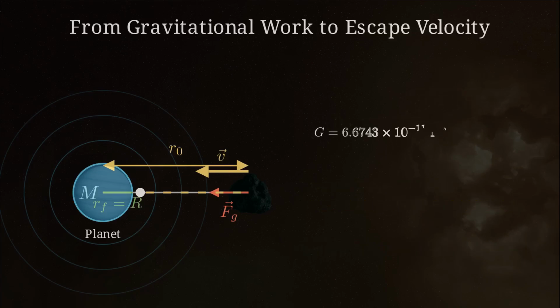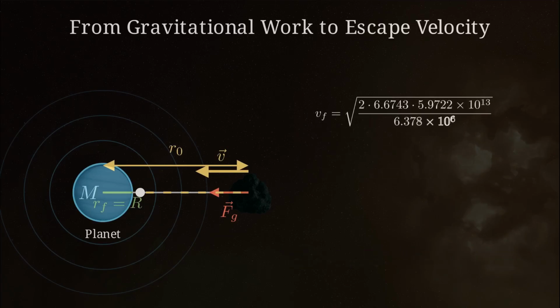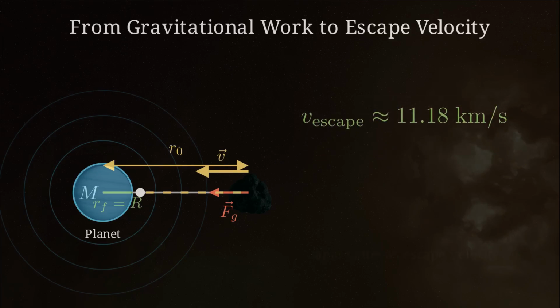Now, let us evaluate this for Earth. We use the gravitational constant, the Earth mass, and the Earth equatorial radius. Substituting these values into the formula gives 11,180 meters per second, or 11.18 kilometers per second. So an object starting from rest very far from Earth would reach approximately this speed when falling to Earth's surface, if we ignore all other forces except Earth's gravity. By energy conservation, this same value is also the escape velocity from Earth's surface, ignoring atmosphere and Earth rotation.